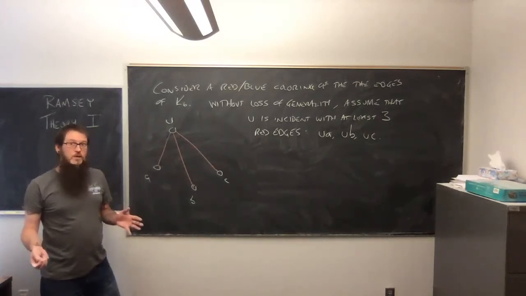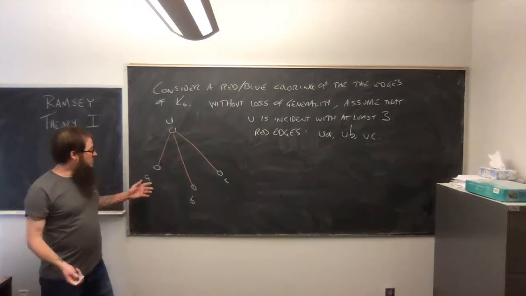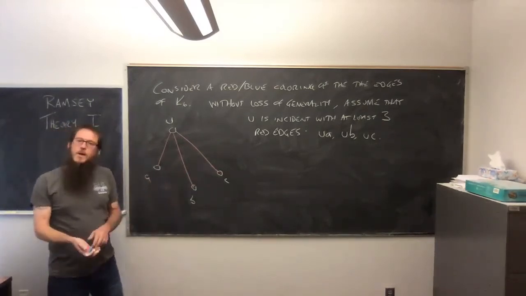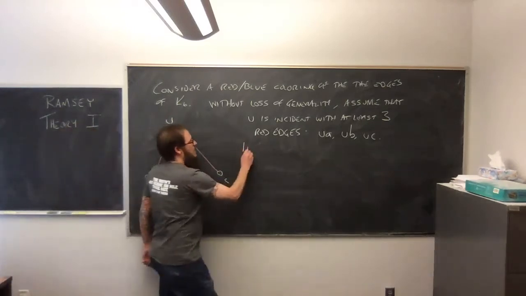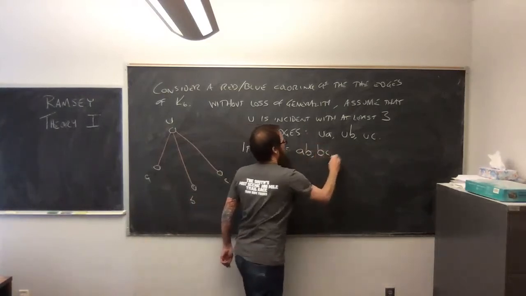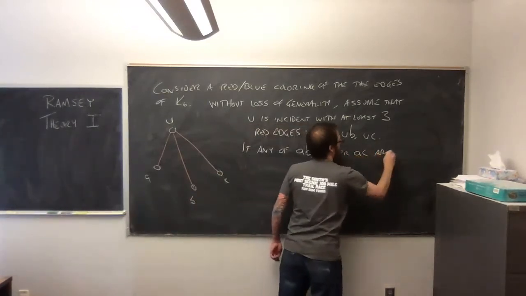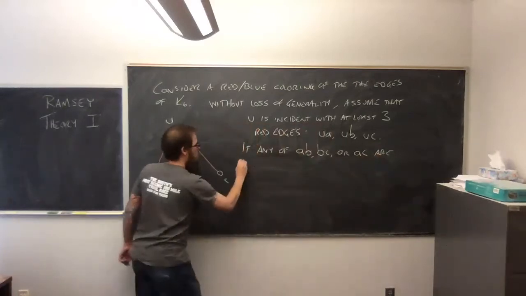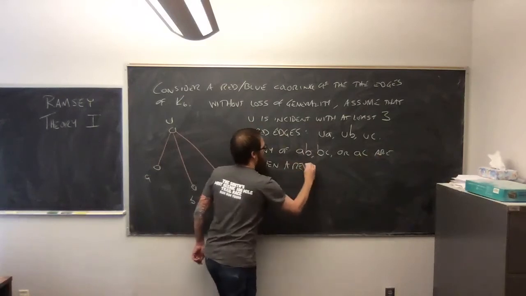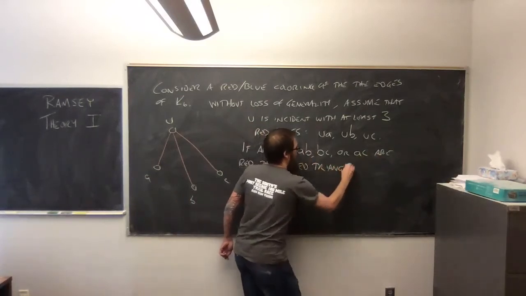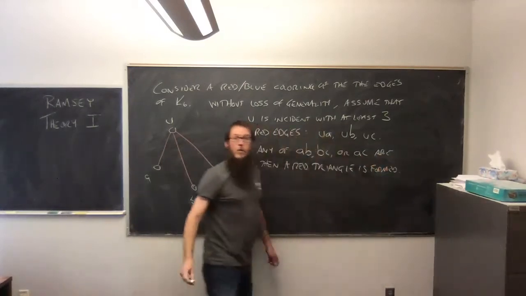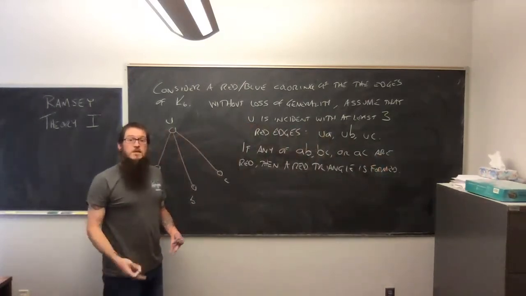The only other possibility is if all 3 of them are blue. And notice that's going to force ABC then to be a blue triangle. So that's our basic proof. So if any of AB, BC, or AC are red, a red triangle is formed. Otherwise, the vertices A, B, C form a blue triangle.